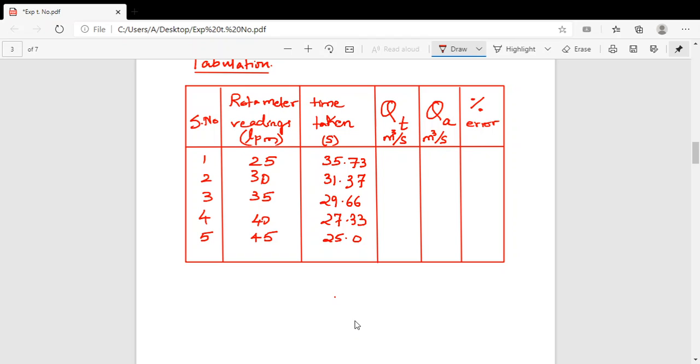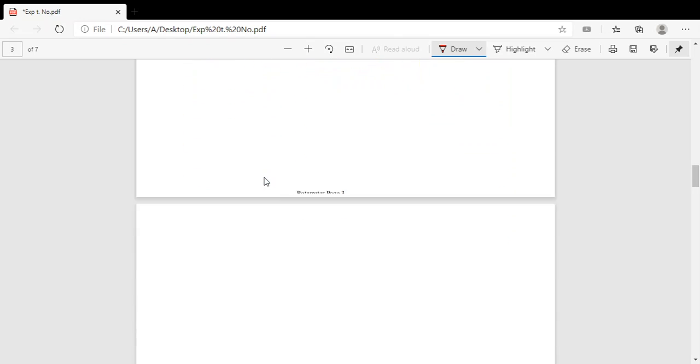So I have taken 5 sets of readings. For each rotameter reading, you have to note down the time taken. Then you have to calculate the actual discharge, and QR is the rotameter reading. So this is the rotameter reading in meter cube per second. Actually this reading is in liters per minute, that I am converting into meter cube per second, and finally I am calculating the percentage error.